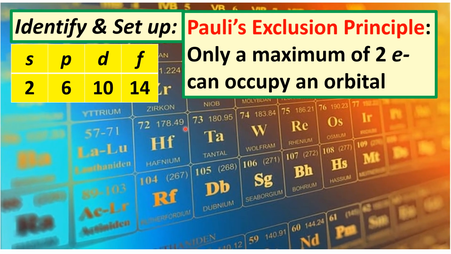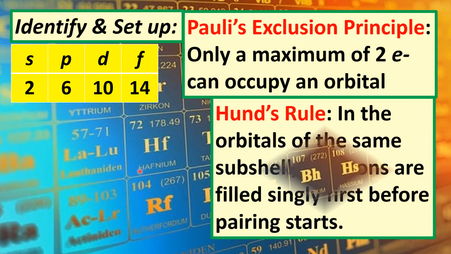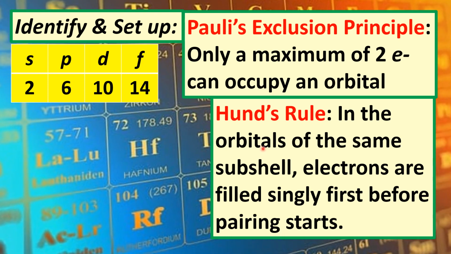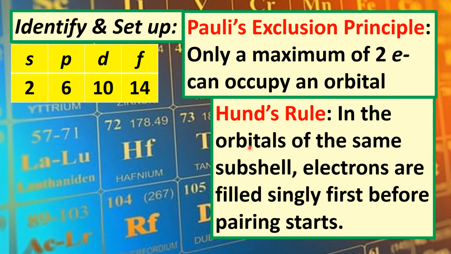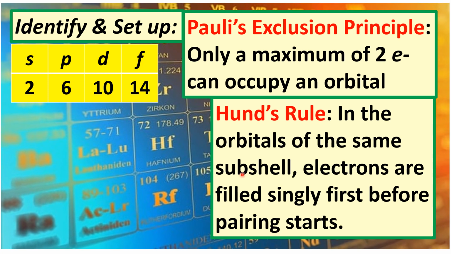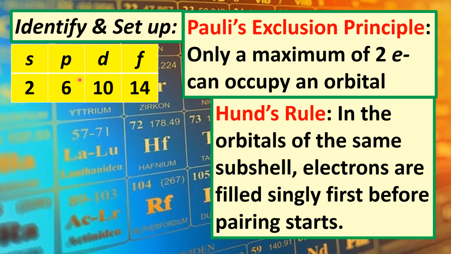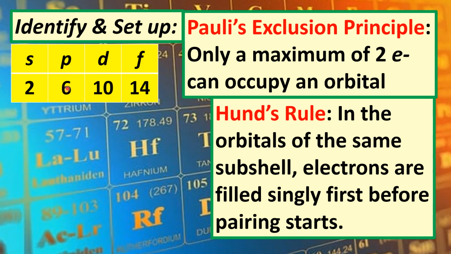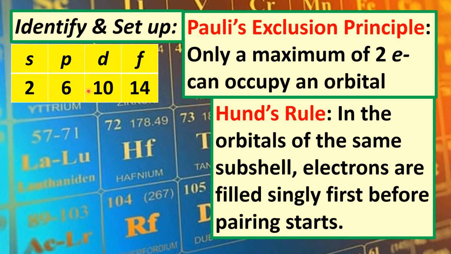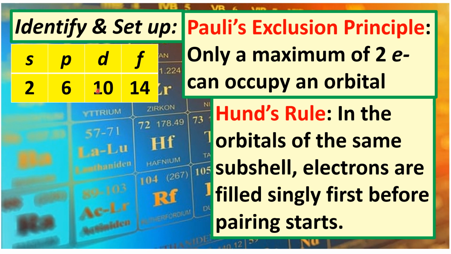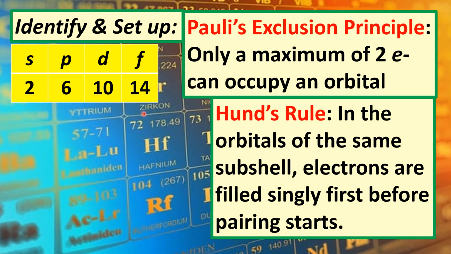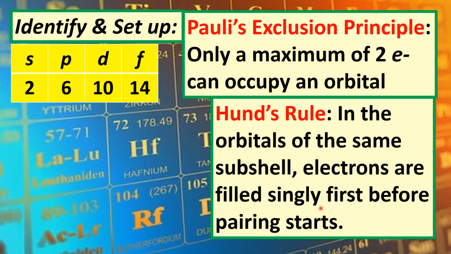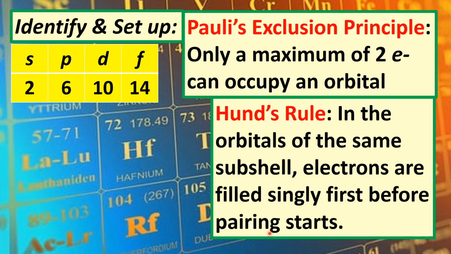Now, another important rule is Hund's rule of maximum multiplicity, or simply Hund's rule. It states that in the orbitals of the same subshell, such as the p orbitals, where there are 3: px, py, and pz, or the d orbitals, since there are 5 different d orbitals, according to Hund's rule, electrons are filled singly first before pairing starts.